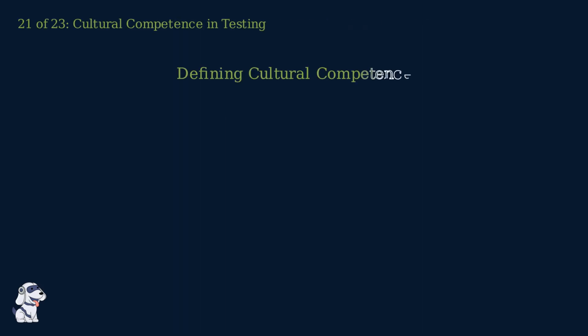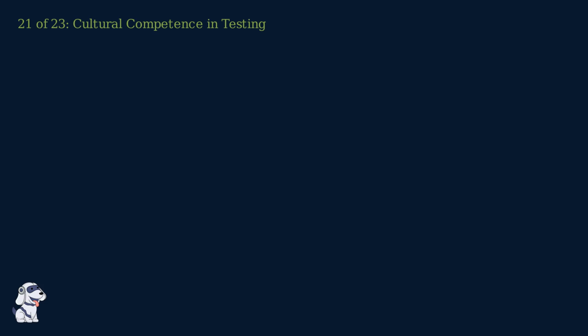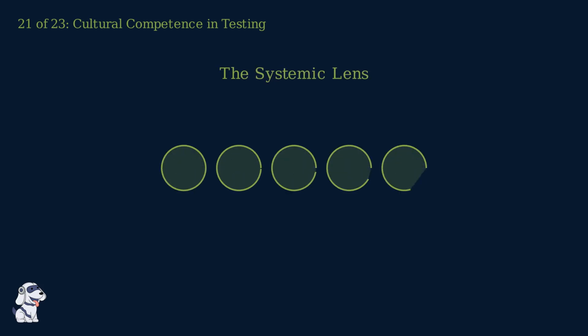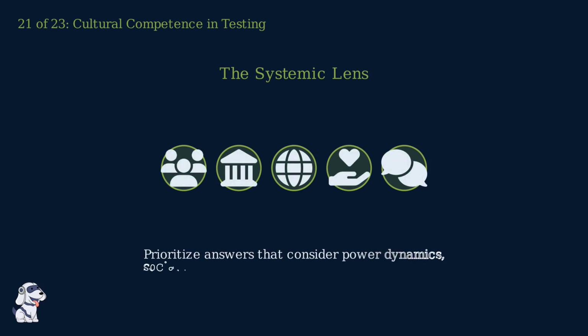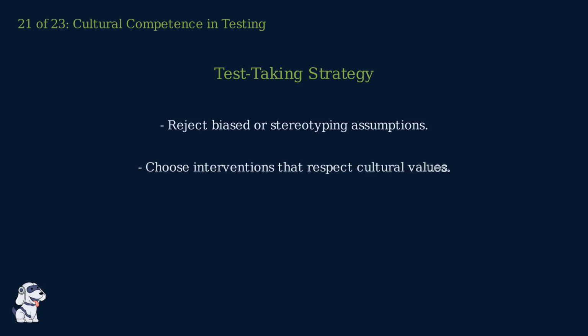Cultural competence is essential for systemic therapy. The AMFTRB exam evaluates your ability to provide non-biased, culturally informed care to diverse populations. You must shift from individual viewpoints to a systemic and inclusive understanding. When encountering clinical vignettes, apply the systemic lens. Prioritize answers that demonstrate sensitivity to power dynamics, social location, and the broader systemic context of the family. In your test-taking strategy, always reject biased or stereotyping assumptions. Choose interventions that actively respect cultural values and maintain professional neutrality while acknowledging the client's diverse background.